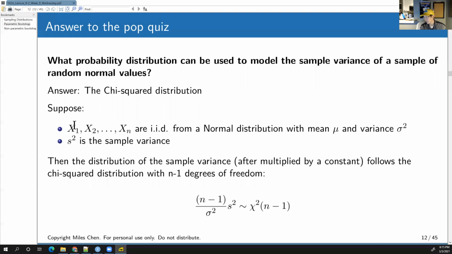And so the setup is if x1 through xn are IID drawn from the normal distribution with mean mu and variance sigma squared, and we're looking at the distribution of s squared, the sample variance, it's going to come from the chi-squared distribution. Okay, chi-squared distribution with n-1 degrees of freedom, but you do have to multiply it by some constant. So you take your variances and multiply by the constant n-1 over sigma squared, and this statistic will come from the chi-squared distribution with n-1 degrees of freedom.